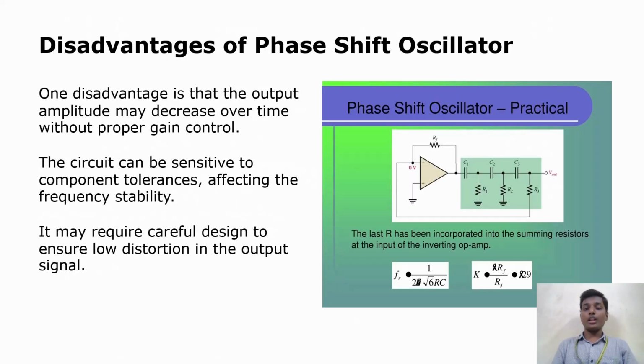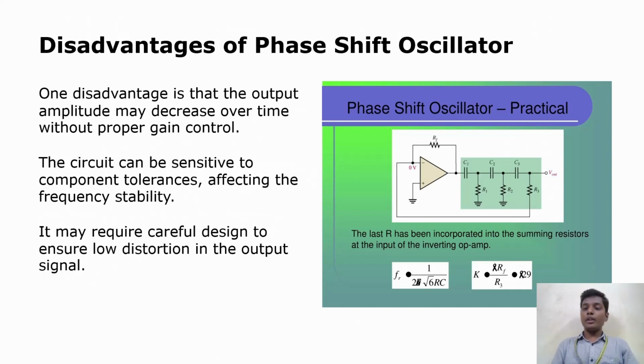Disadvantages of phase shift oscillator. One disadvantage is that the output amplitude may decrease over time without proper gain control. The circuit can be sensitive to component tolerances, affecting the frequency stability. It may require careful design to ensure low distortion in the output signal.